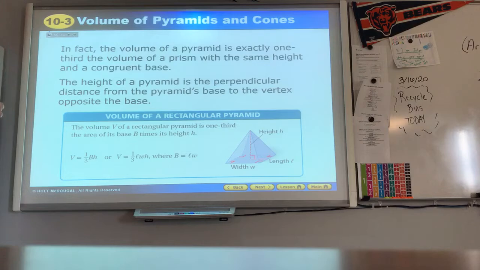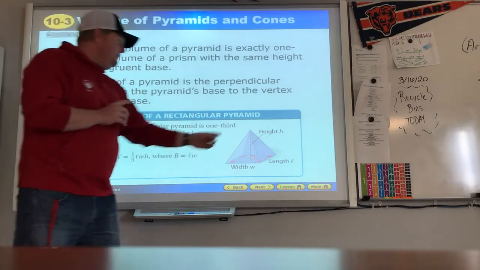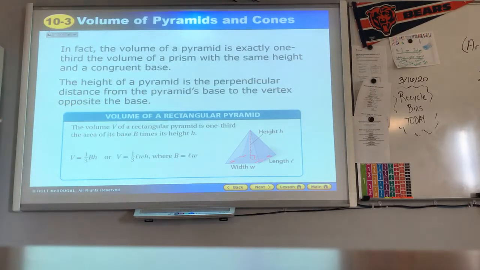In fact, the volume of a pyramid is exactly 1/3 the volume of a prism with the same height and a congruent base. The height of a pyramid is the perpendicular distance from the pyramid's base to the vertex. So from the middle up to that point, when they're all congruent.